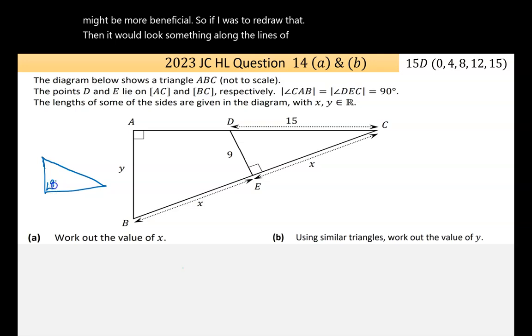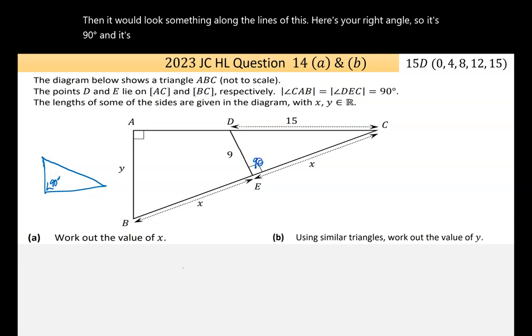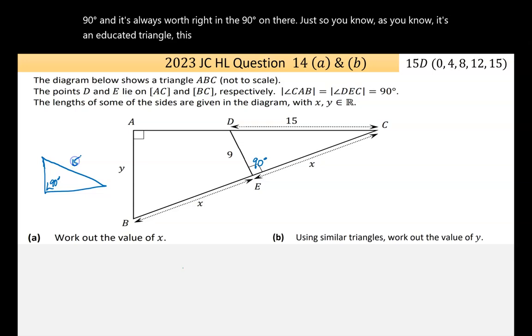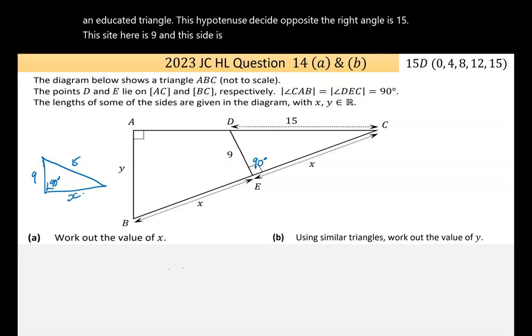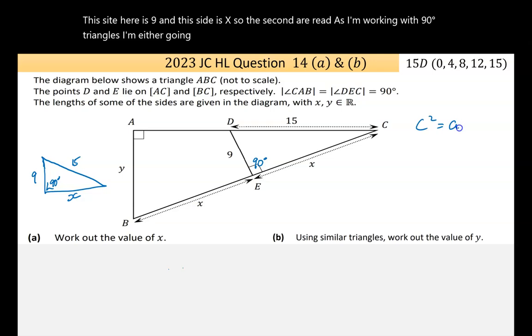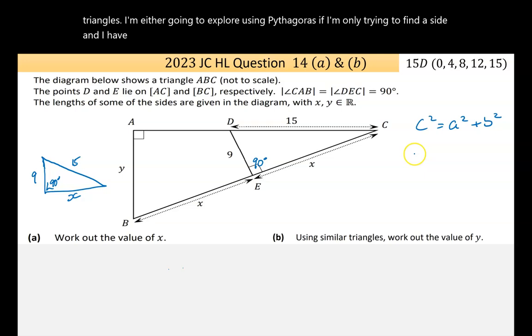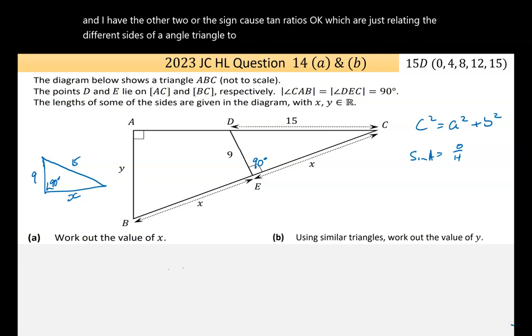There's your right angle, so it's 90 degrees. And it's always worth writing the 90 degrees on there, just so you acknowledge you know it's a 90 degree triangle. This hypotenuse, the side opposite the right angle, is 15. This side here is 9, and this side is x. So the second I realize I'm working with 90 degree triangles, I'm either going to explore using Pythagoras if I'm only trying to find a side and I have the other two, or the sine, cos, tan ratios, which are just relating the different sides of a right angle triangle to the angles.